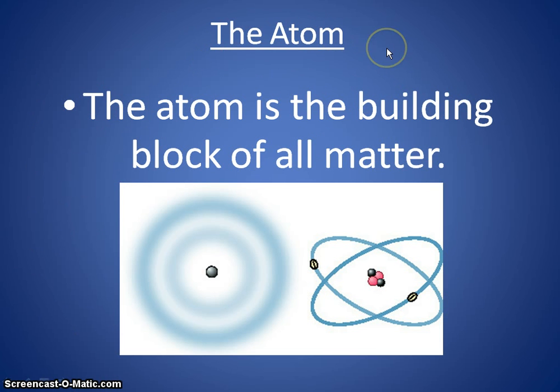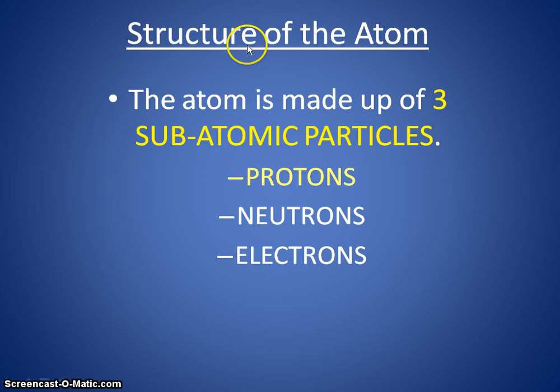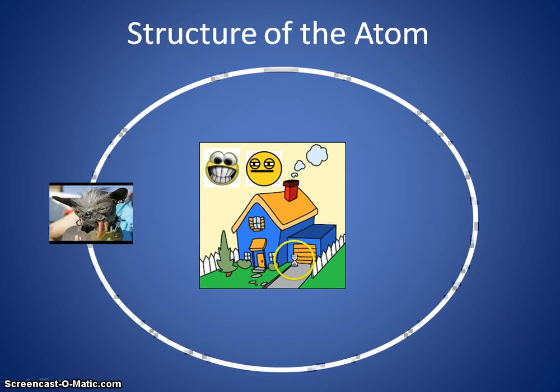The atom. The atom is the building block of all matter. The structure of the atom, now if anything's in yellow, it's probably important. So this is going to be part of your notes. So you might want to be writing that down. You can pause at any time and come back to it. If I'm going too fast, you can go back, rewind, and listen to it again. The atom is made up of 3 subatomic particles called protons, neutrons, and electrons.